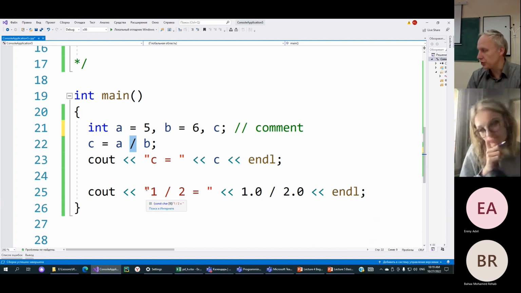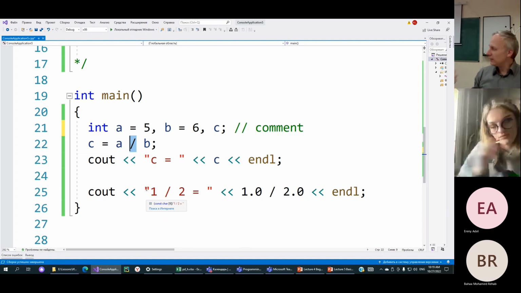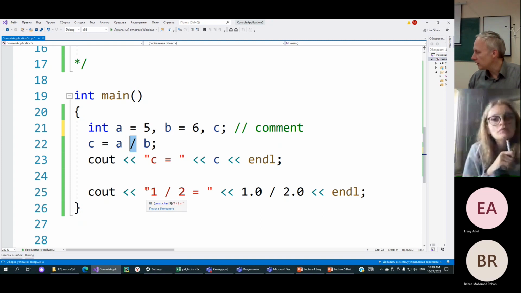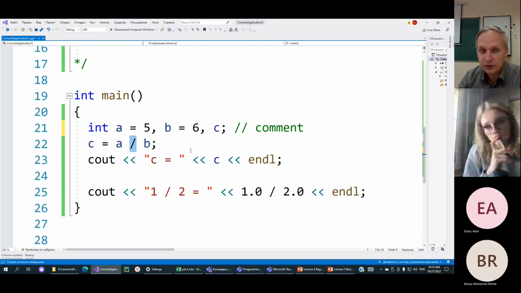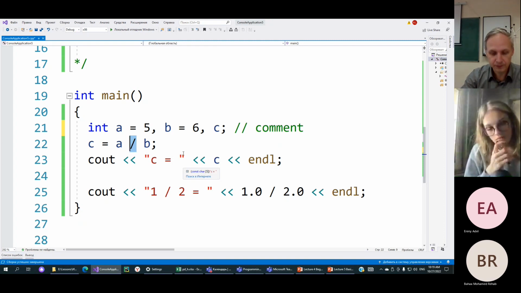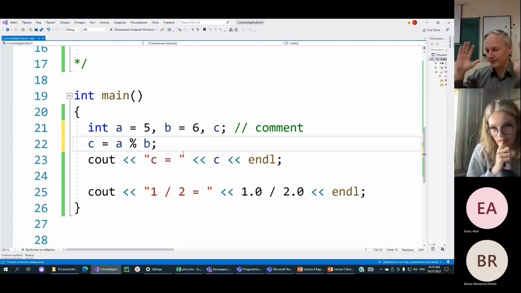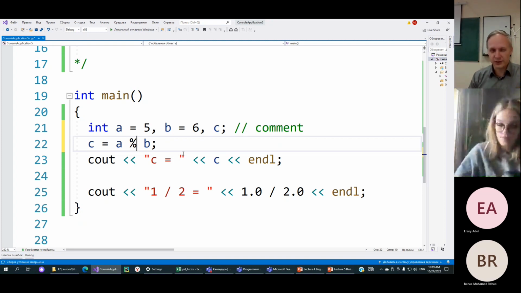So this operation, division, will be integer division if both arguments, both parameters, are integers. If the arguments are real numbers, the result will be real. This division will be real. But for integer numbers, there exists one more special operation that is denoted as ampersand. Oh, not ampersand, of course, sorry. Percent. Percent sign.